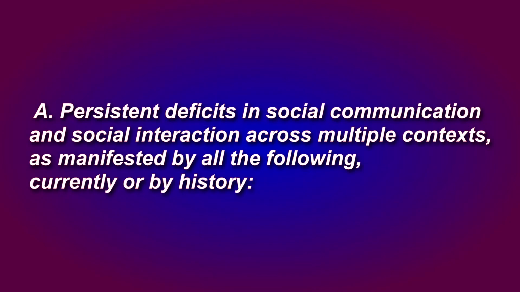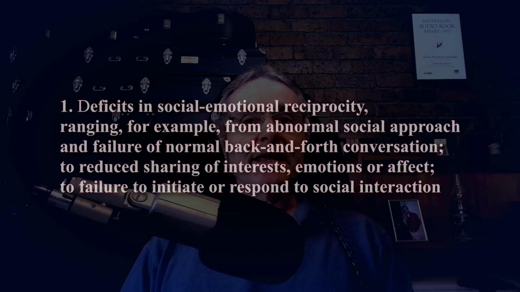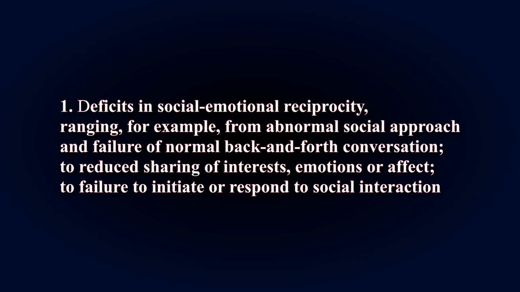Criteria A: persistent deficits in social communication and social interaction across multiple contexts, as manifested by all of the following, currently or by history. 1. Deficits in social emotional reciprocity, ranging, for example, from abnormal social approach and failure of normal back and forth conversation to reduced sharing of interests, emotions or affect, to failure to initiate or respond to social interaction. The term social reciprocity here just means typical back and forth of communication.